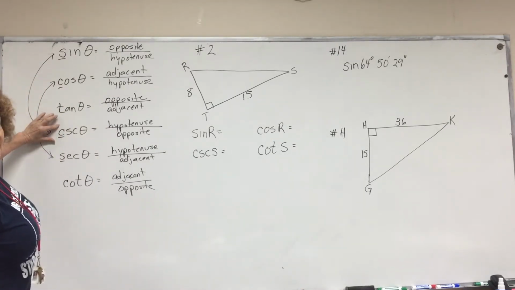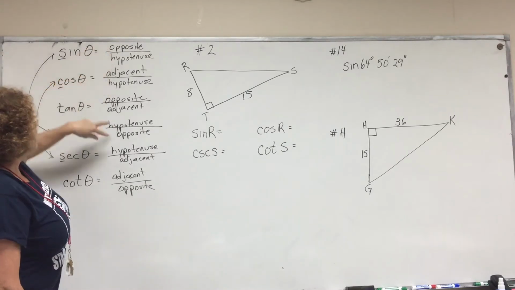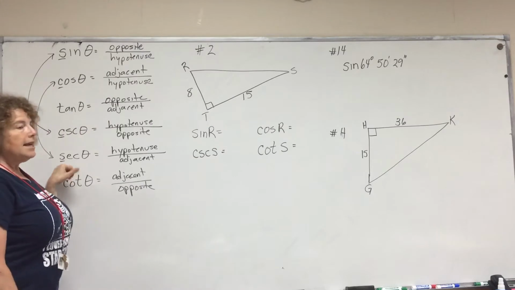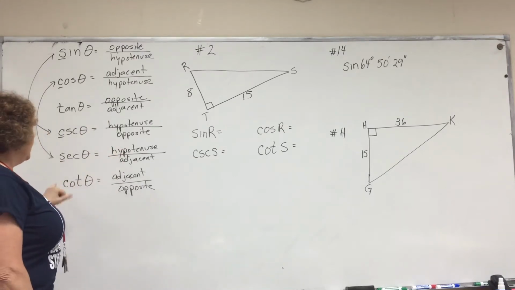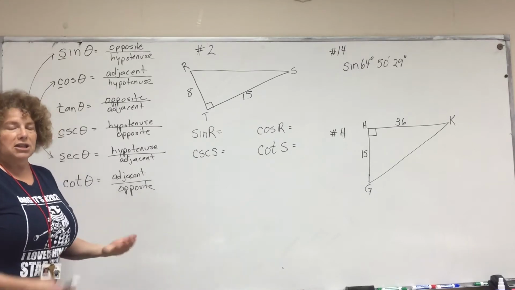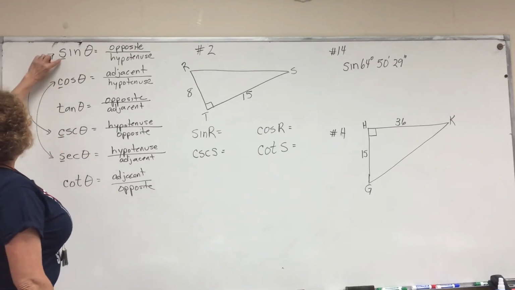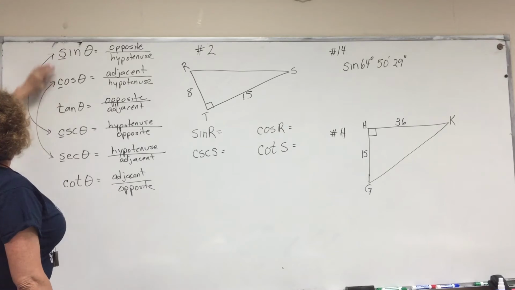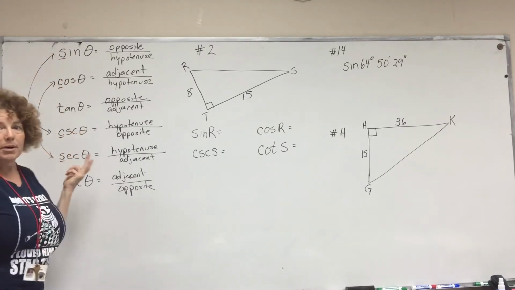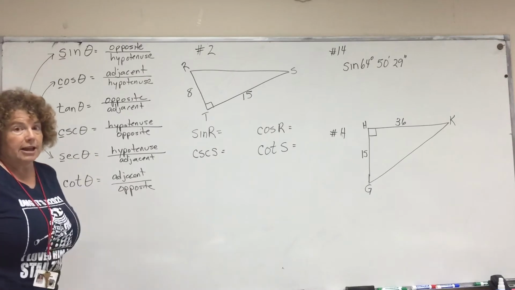All the cosecant is the flip of the sine. So it's hypotenuse over opposite. The secant is the hypotenuse over the adjacent, and the cotangent is the adjacent over the opposite. An easy way to remember is that sine goes with cosecant. So S and C flip, C and S flip, and the two with tangents flip.